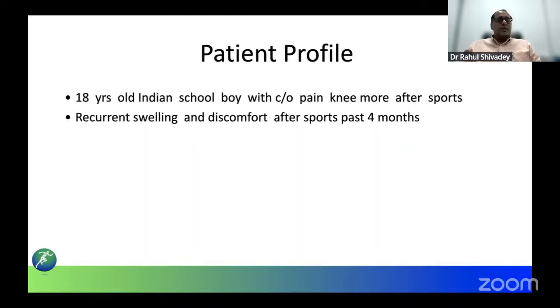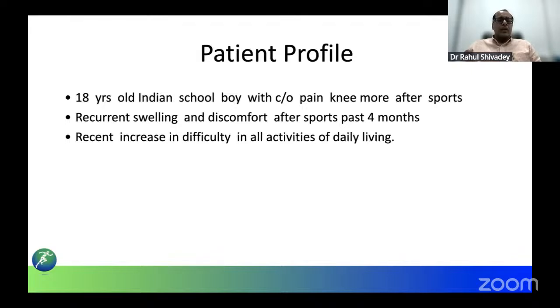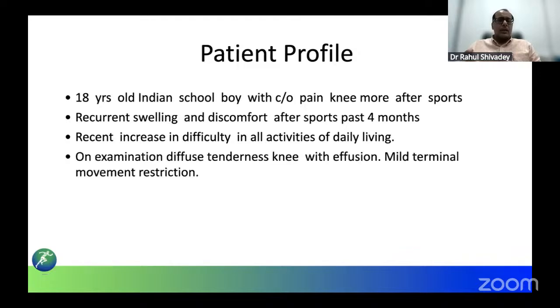So let me start with one of my patients whom we have followed up for 8 years. He's a schoolboy. He was having pain, swelling, and discomfort for sports for 4 months, with difficulty in all activities. We had tried all the conservative management. It was not working. The patient was still coming back to us with pain, and there was no ligament laxity.